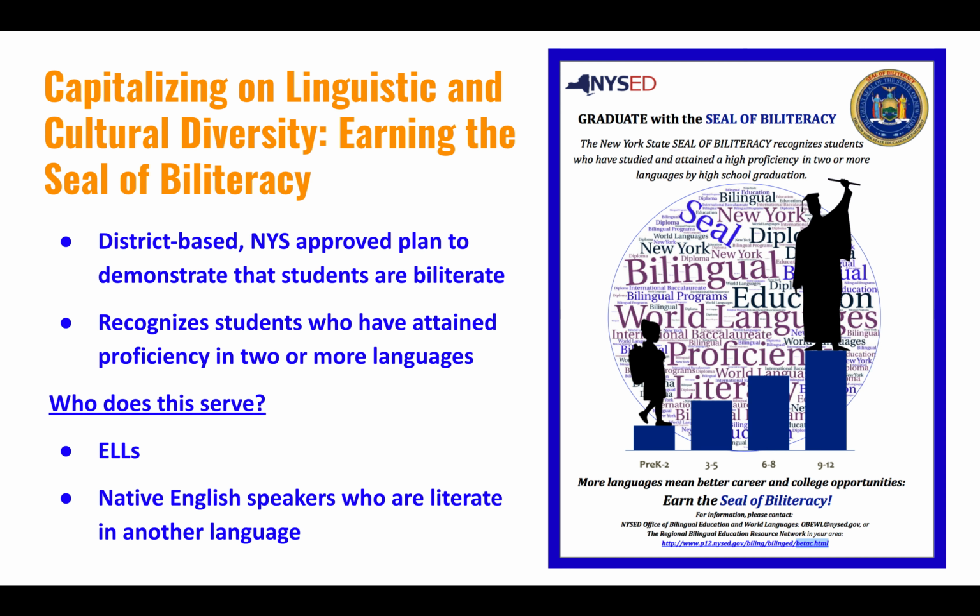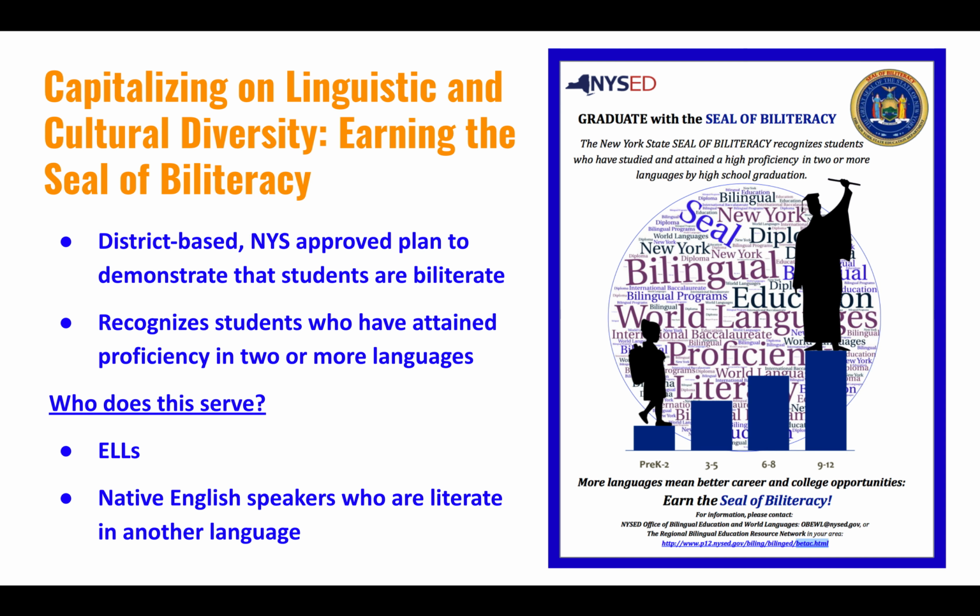Districts can come up with their own plan, but it has to be approved by New York State, and the plan is to show that students are biliterate. It recognizes students who have attained proficiency in two or more languages. This serves English language learners as well as native speakers who are literate in another language. You can find more information on NYSED's site.